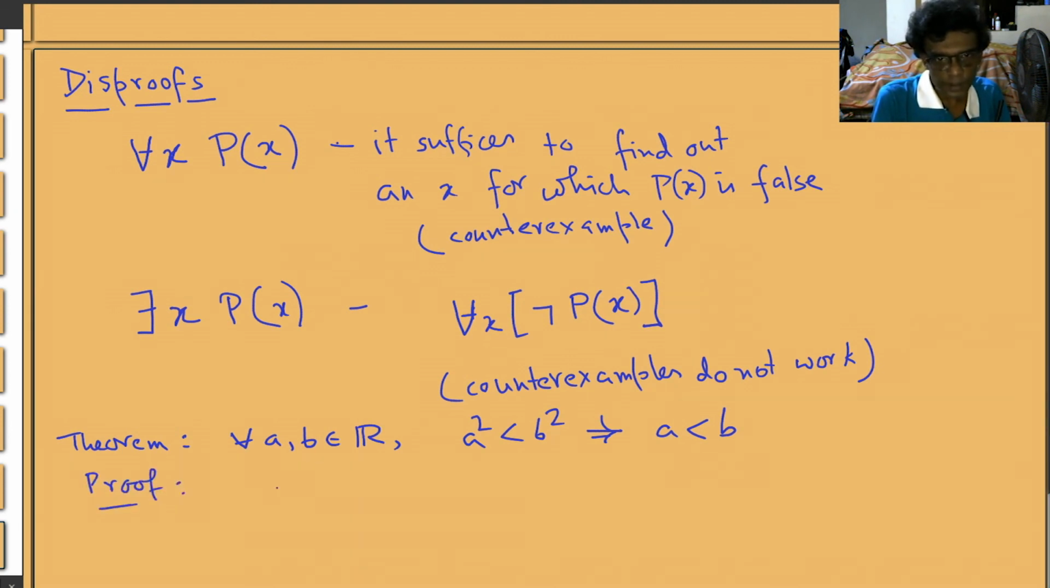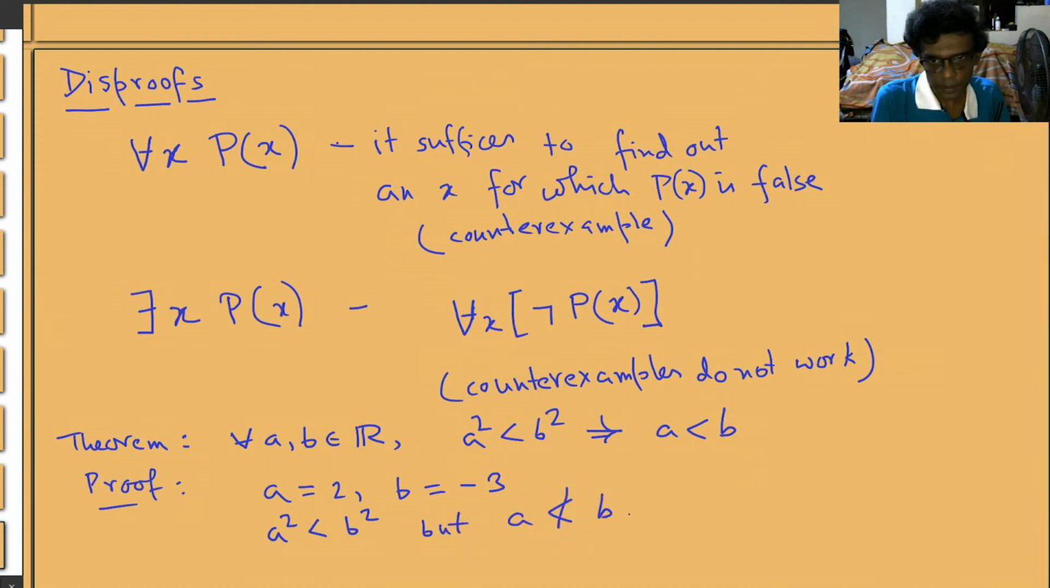So for example, I can take a equal to 2, b equal to minus 3. And definitely a squared is less than b squared, but a is not less than b. Okay. So these are all implications of predicate and propositional logic. These are the set of foundations for all these proof techniques.